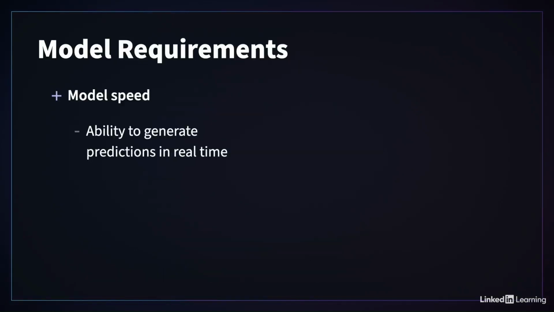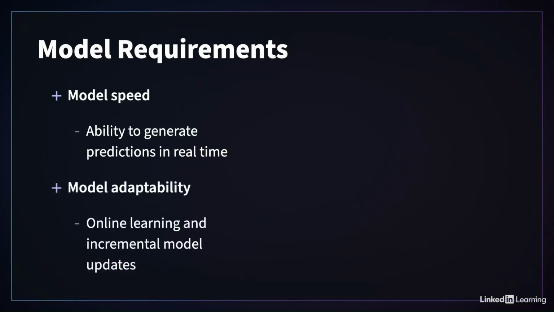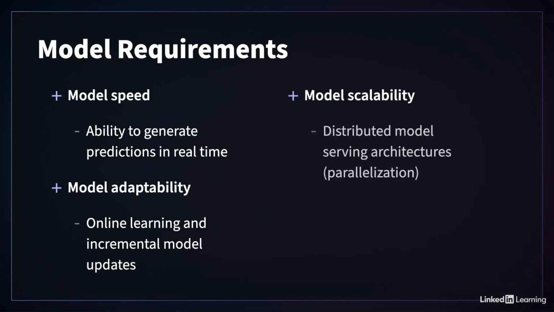Moving on to model requirements. The ability of your model to generate predictions in real time is paramount. That's why models used in real-time forecasting systems must be fast and efficient. When it comes to retraining or updating, your model should allow for incremental updates that lets it adapt to new data in real time. When serving a large amount of users and processing a lot of data, your model needs to be scalable as well, meaning being able to run on a parallelized architecture that allows flexible horizontal scalability.